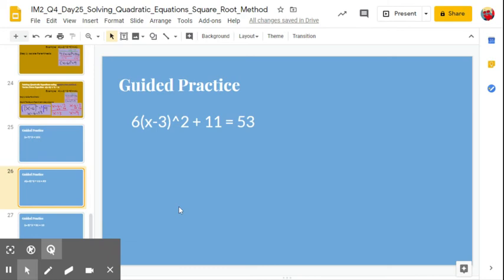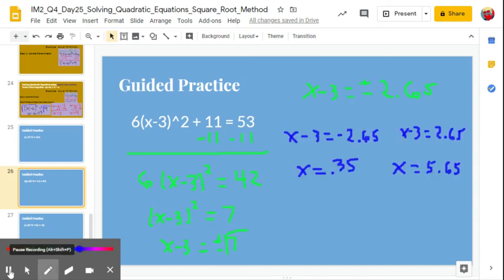All right, next level of difficulty. 6 times x minus 3 squared plus 11 equals 53. So my hint for you is I want you to get rid of the 11 first and then work on getting rid of the 6. See if you can solve this one. So this one's a little bit of a beast here, right? So we subtract 11 from both sides and we get 6 times x minus 3 squared equals 42.